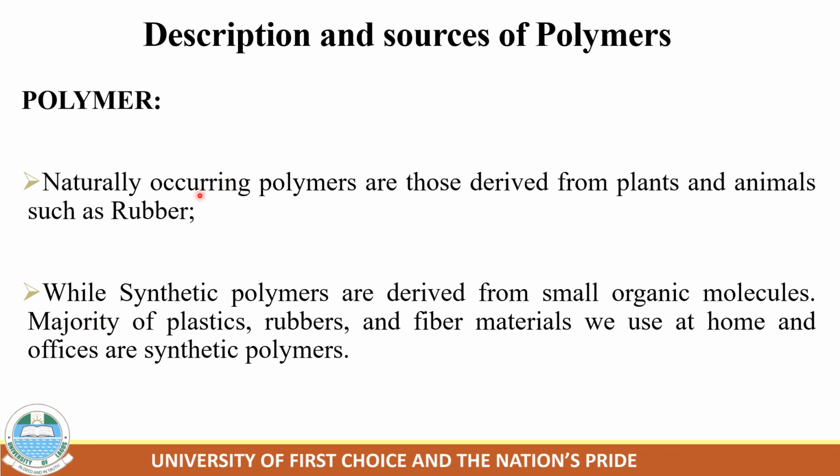Natural polymers are those derived from plants and animals, such as rubber or skin. Whereas synthetic polymers are derived from small organic molecules. So the majority of plastic, rubber, and fiber materials we use at home, offices, and laboratory are synthetic polymers.